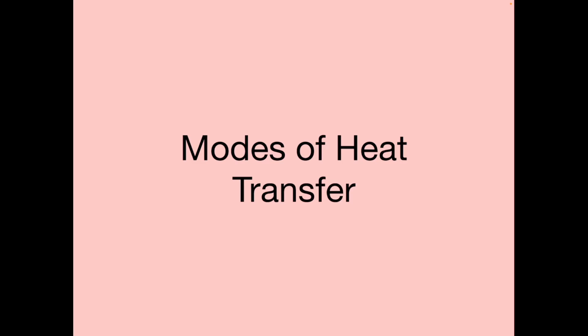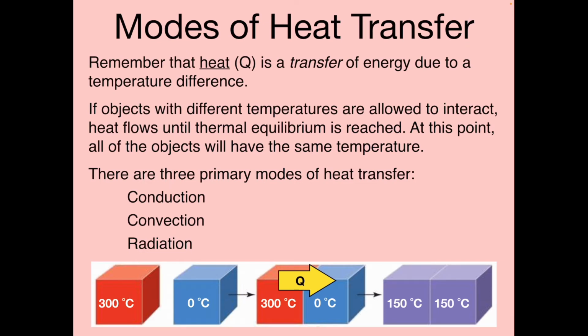So the first topic that I want to touch on here in this video is modes of heat transfer. So let's get into it. Let's remember what heat is in the first place. When we refer to heat, given by the variable Q, we're talking about a transfer of energy due to a temperature difference. So the classic example of this is if you have two objects with different temperatures, like a block over here that's at 300 degrees Celsius and another one over here that's at 0 degrees Celsius.